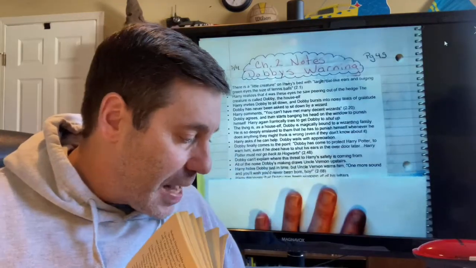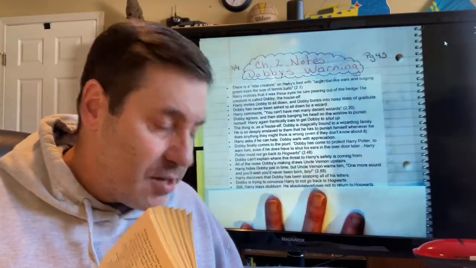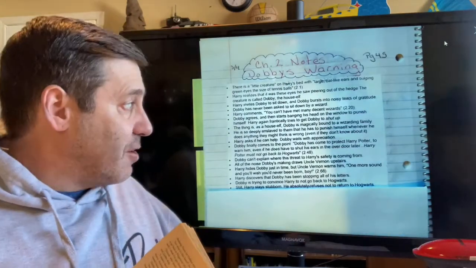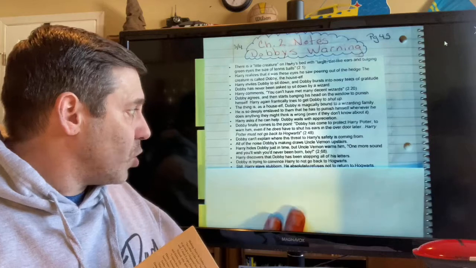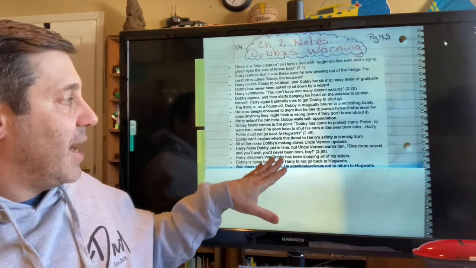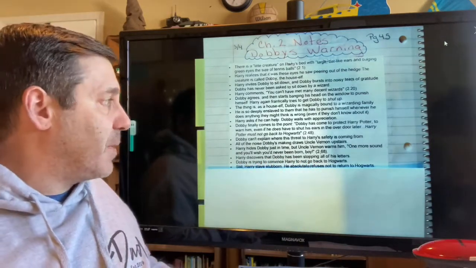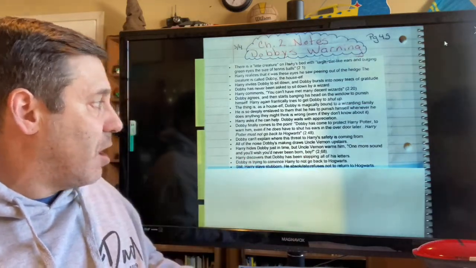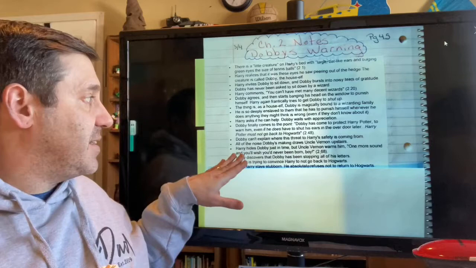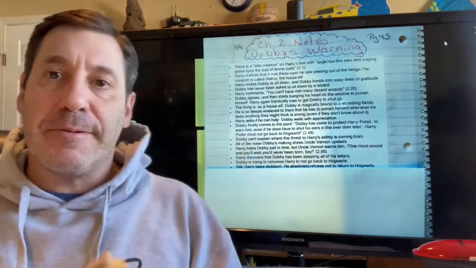Now again, if you've not written anything down in your notes, you should stop here and write notes down about what is going on here between Dobby and Harry. You can see here in my notes, Harry discovers that it was Dobby that was stopping all of his letters. Dobby is trying to convince Harry not to go back to Hogwarts. I included the detail about Uncle Vernon coming in.